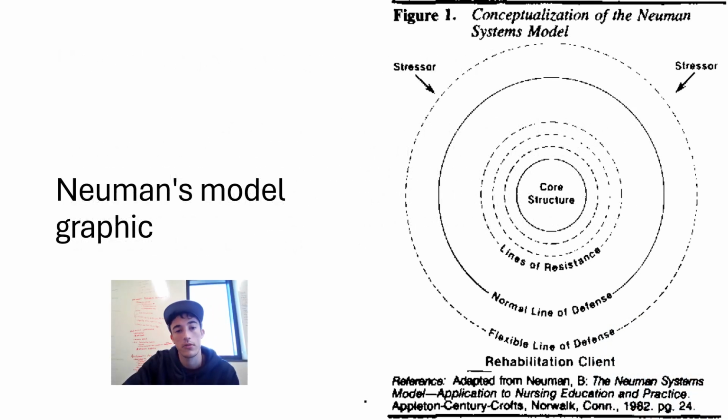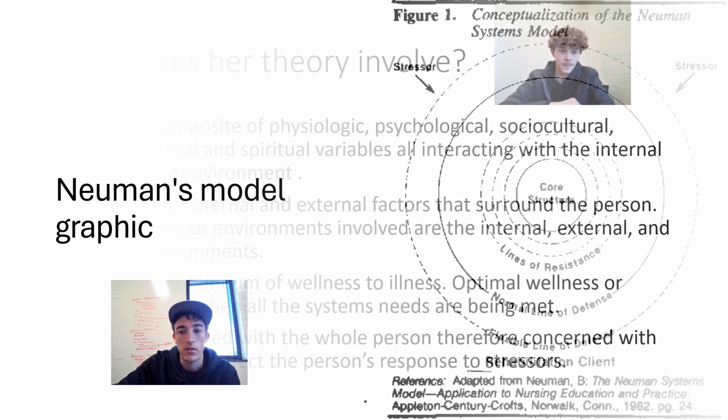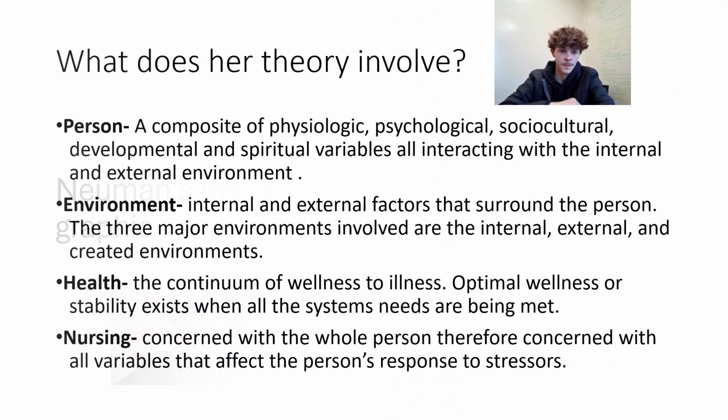That people often use to describe the Neuman's model, with the concentric circles and the core structure being the person and the lines of defense being the environment and the nurses and stuff like that. Her theory involves the person, the environment, health, and nursing.